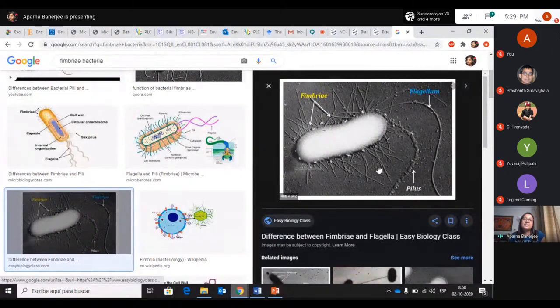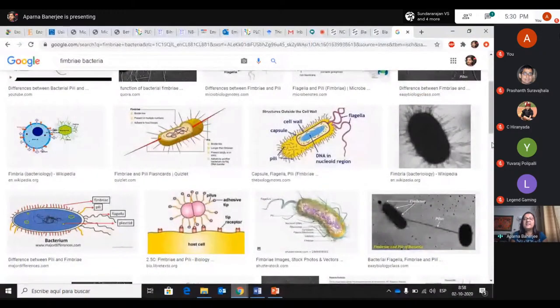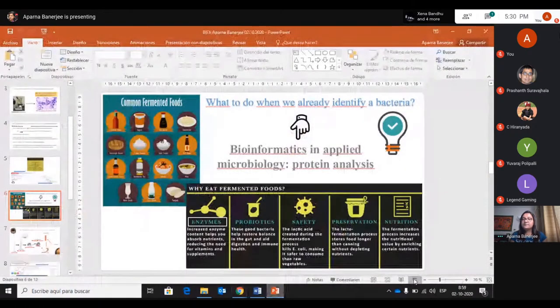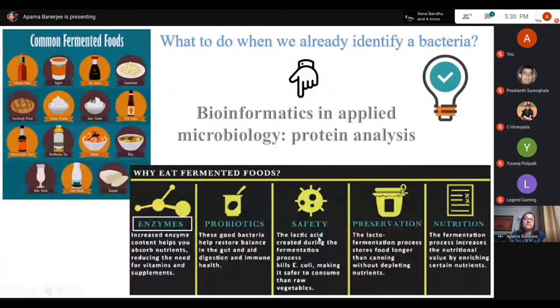And what happens? Because they attach to our tract, the tract gets inflamed, because you are scratching one wall simultaneously, one after another, and continuously. So our tract gets inflamed. Sometimes blood secretion occurs, and sometimes they crawl directly to our kidney. So imagine, only because of one fimbri, one becomes pathogenic and the other remains non-pathogenic. So this is the way that the fermented food helps us in safety.